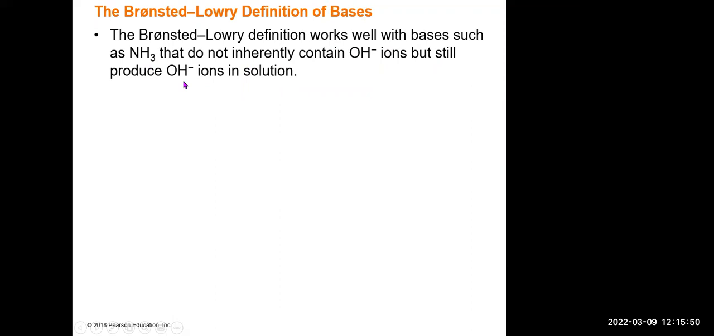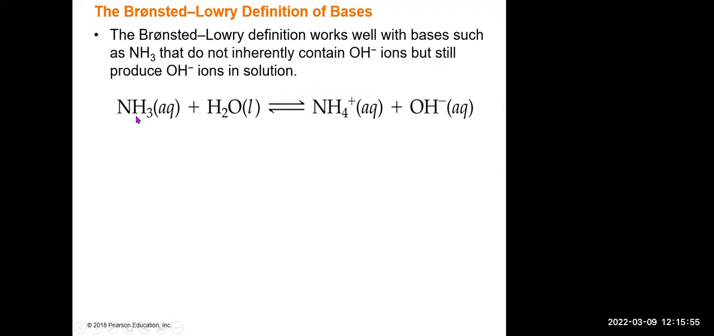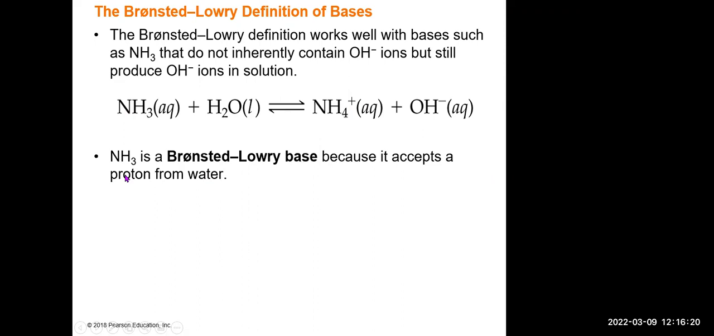So we can see this equation, ammonia NH3 (aq) plus H2O (l) produce NH4 plus and hydroxide. So in this process, this NH3 takes one H plus away from water, it turns into NH4 plus, then makes water turn into hydroxide. Therefore, we see in this reaction, this ammonia, this NH3, is a Brønsted-Lowry base because it accepts a proton from water.